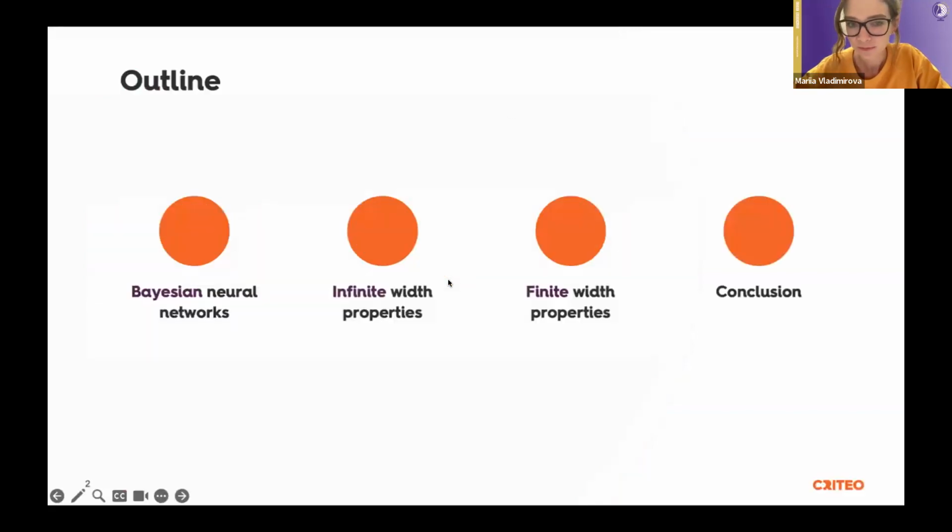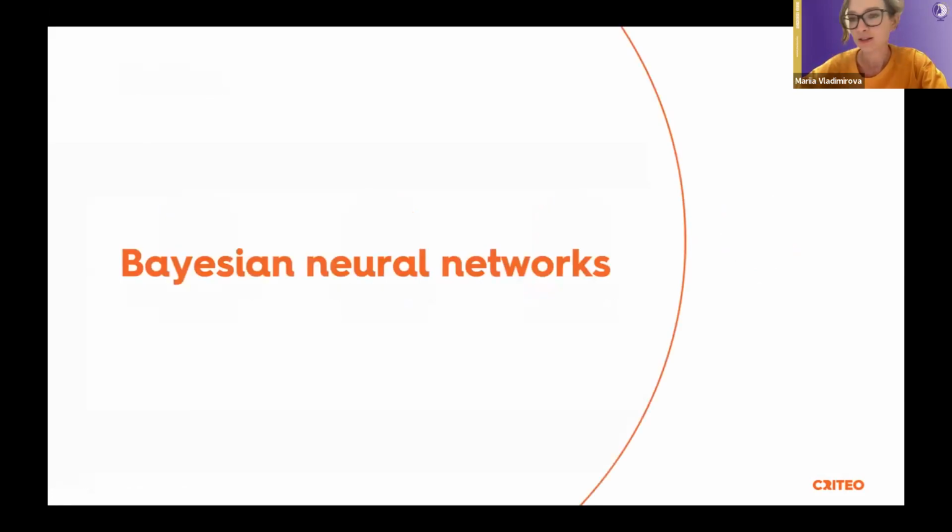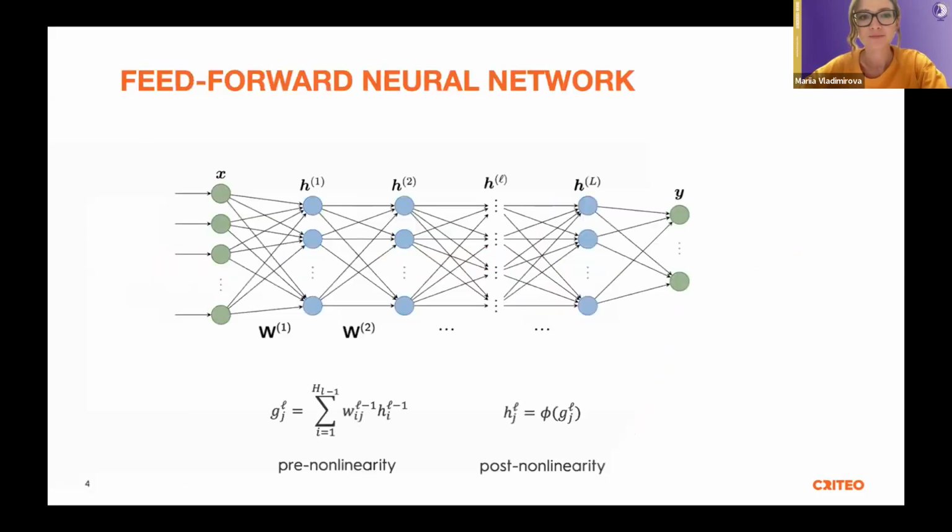For this, I will start by describing what a neural network is, what a Bayesian neural network is, and then I will provide some properties of these neural networks, more precisely their infinite width properties and then finite width properties, which I studied in my research, and then I will conclude with the insights and future work. So let's start with Bayesian neural networks.